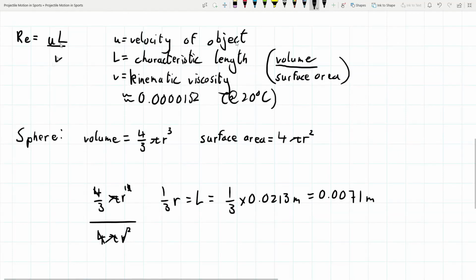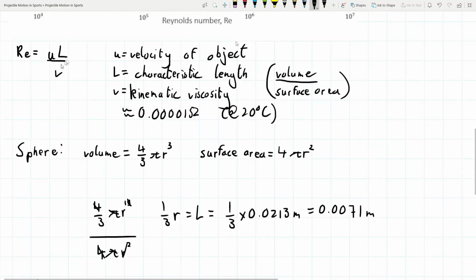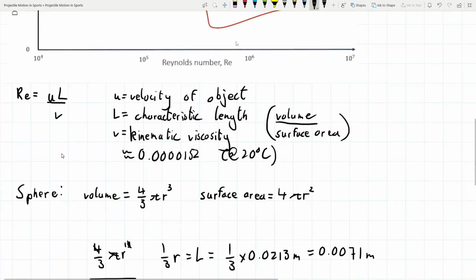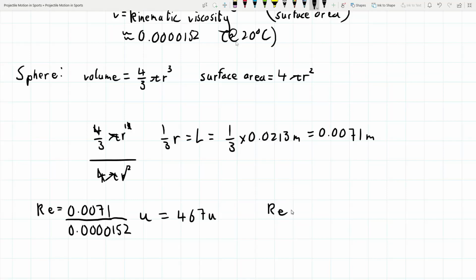Now if we put this in to find the Reynolds number, we have Re equals... the velocity could be anything, so I'm going to leave that for now. So we have L over V. L we just figured out is 0.0071 divided by V, which is about 0.0000152, multiplied by U, and that's about 467 U. Not exactly, but we're going to say that the Reynolds number for this golf ball is 467 U. Well, it should be for most golf balls.